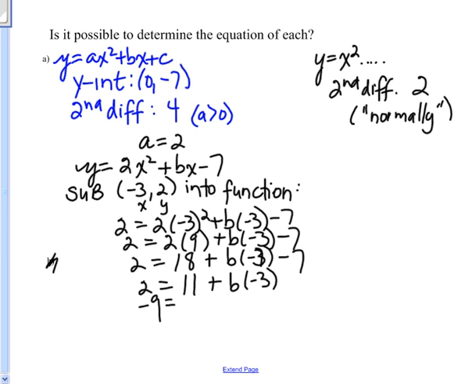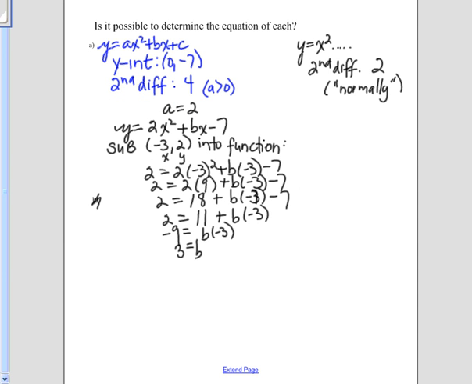Subtract 11 from both sides. Divide both sides by negative 3. Our b value is 3. Final equation: y equals 2x squared plus 3x minus 7. Because our second differences were double the normal second difference, we solve for the b, and we know our y-intercept. That's our equation for a.